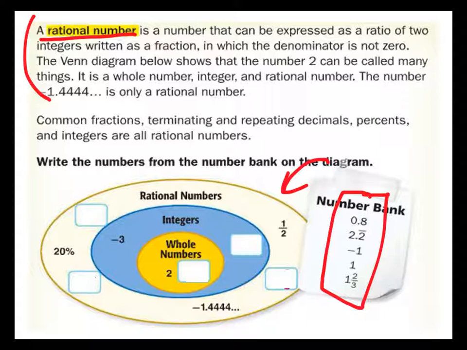All right? So let's start with 0.8. Is it a whole number? Is it an integer? Is it a rational number? Is it rational? Yes, it be. So we'll just put it in there. Good. So we've done this one. All right, 2.2 repeating. Whole numbers. Integers. Rational. Very good. There you go.